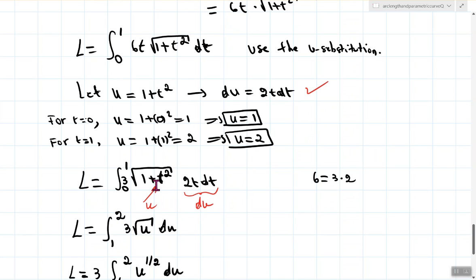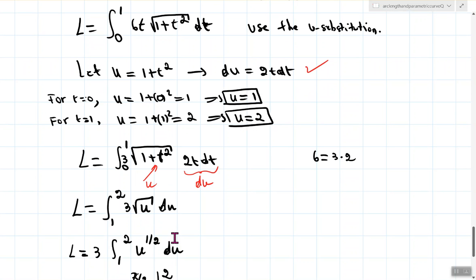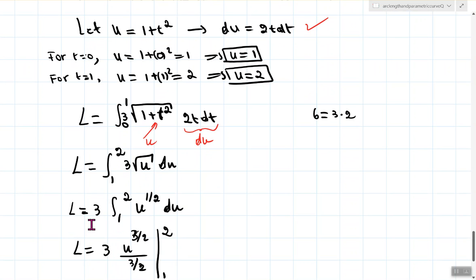In terms of u, since 1 plus t squared is u, you're going to have the square root of u. As we said, 3 times 2 is a 6. So I can rewrite this as 3 times 2t dt. The reason I want to have a 2t dt is because 2t dt has a name, that's du. So I can just call this du, and then the 3 remains there. So I have now the u integral. I can move the 3 outside and then integrate the square root of u.